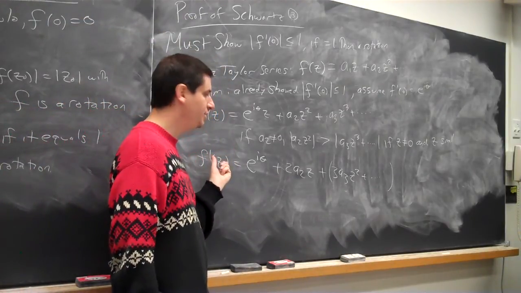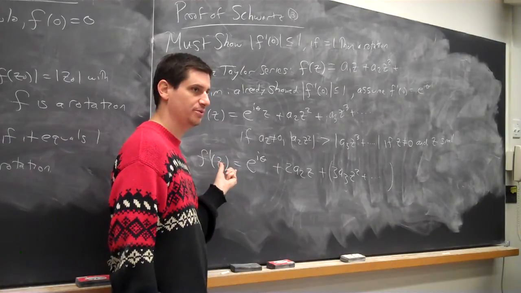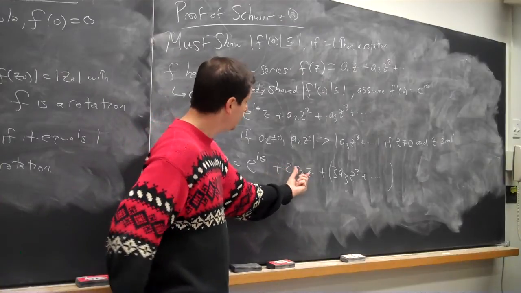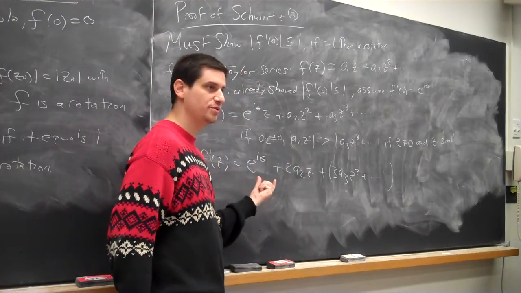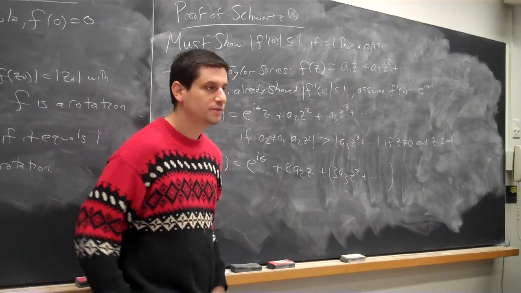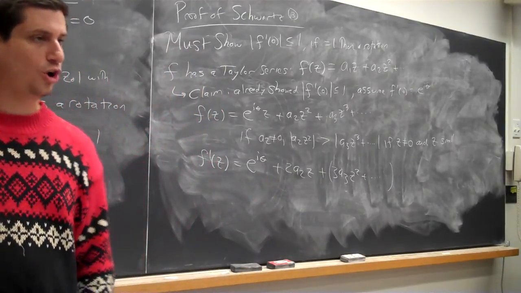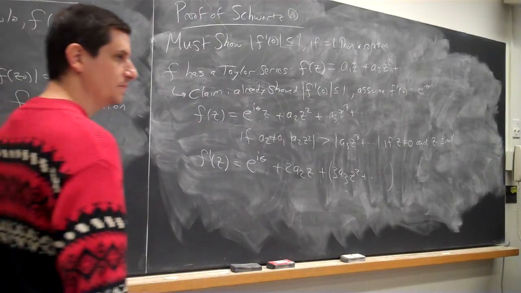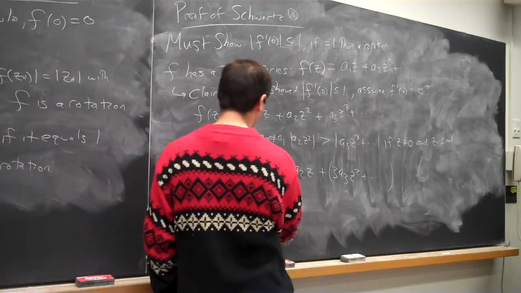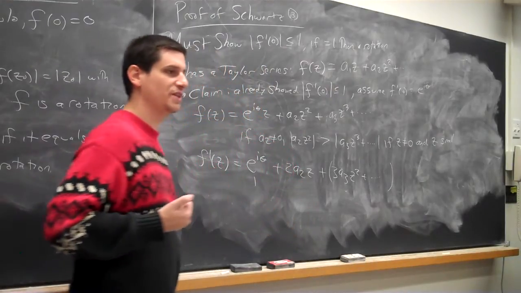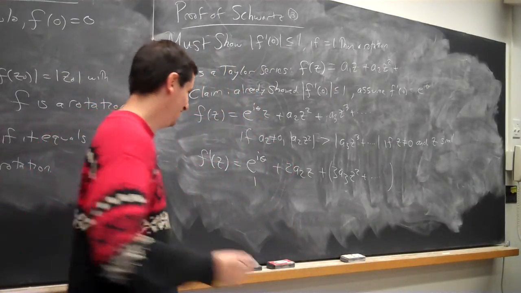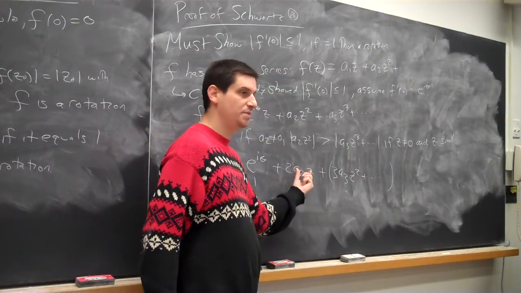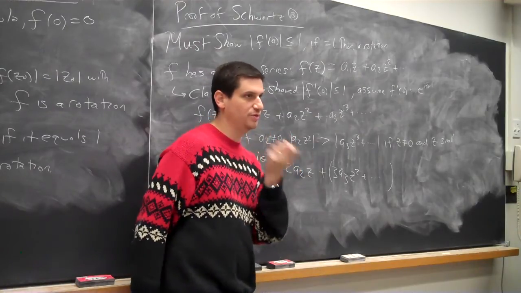We know the derivative is less than 1 in absolute value. Here's something of absolute value 1. What do I need to do to make sure that this plus this is larger than 1 in absolute value? We're almost there. So let's give this a number. What's the easiest number to think of that's 1 in absolute value? 1.